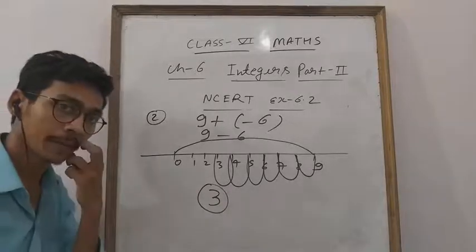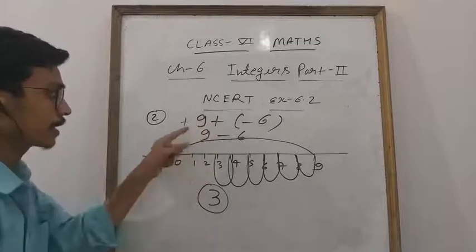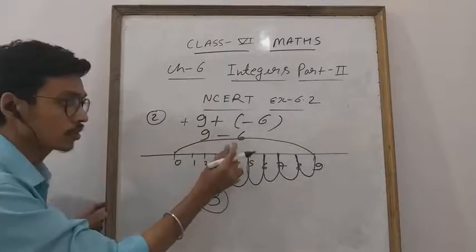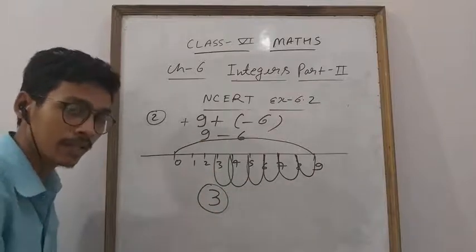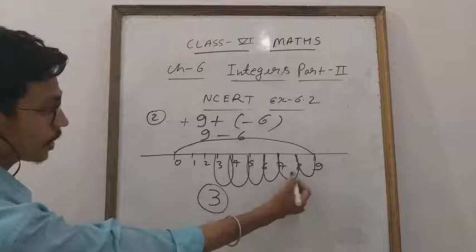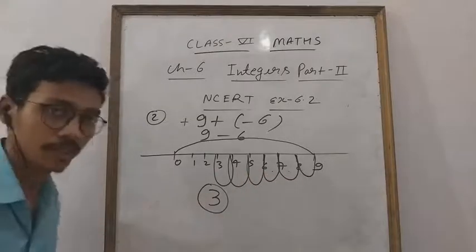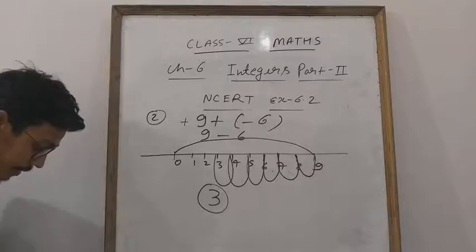The conclusion is that first we will go 9, because no sign given means plus. Then minus 6 means 6 steps back, to the left-hand side. From 9, 6 steps: 1, 2, 3, 4, 5, 6. This will come 3. Okay everyone? So this I explained, and the same type of questions are given based on this.